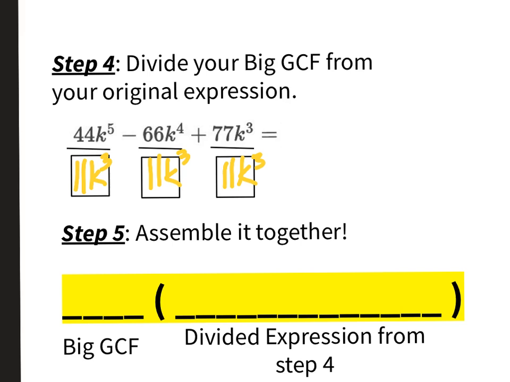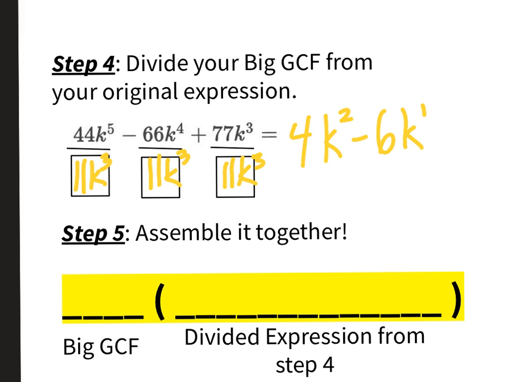So when I do this, I get 44 divided by 11 is 4. K to the 5th power divided by k to the 3rd power is the same as having 5 k's, taking 3 k's away, and you're left with 2 k's, right? Negative 66 divided by 11, I'm going to divide my coefficients first to get negative 6. K to the 4th power, k to the 3rd power, right? It's the same as having 4 k's, take away 3 k's, you're left with 1 k, right? So k to the 1st power, or you could have just written k, that's also fine.